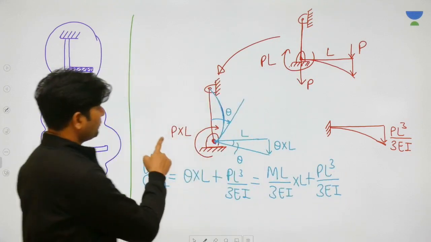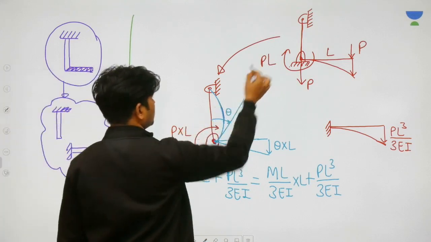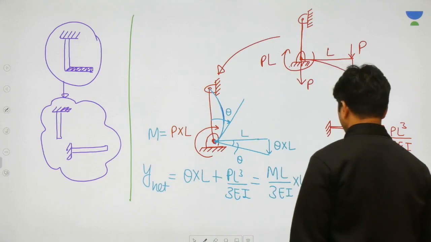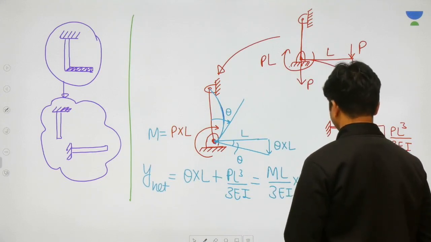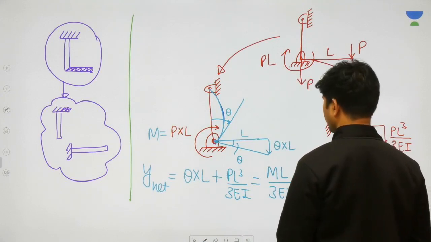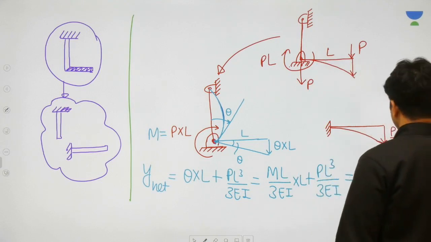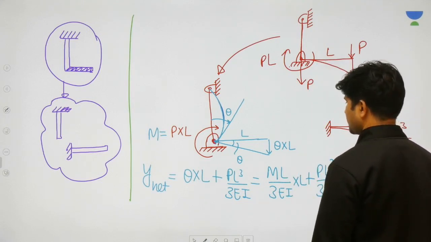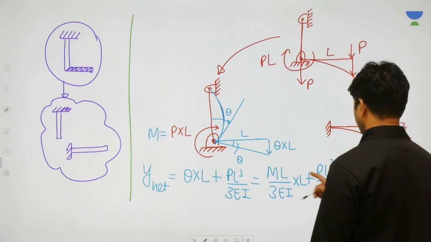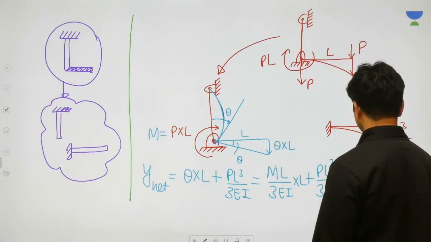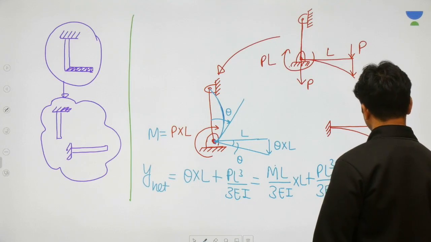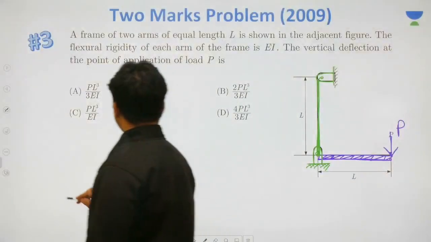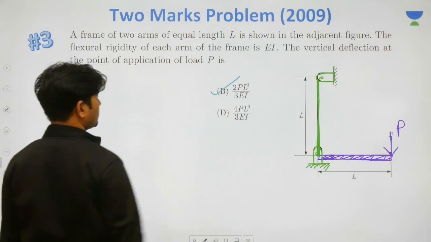Then put the value of M. M value is P into L. If you put the value of M here, then you will get ML by 3EI. If you put P into L, then you'll get 2PL cube divided by 3EI. Okay, so you go for the answer.